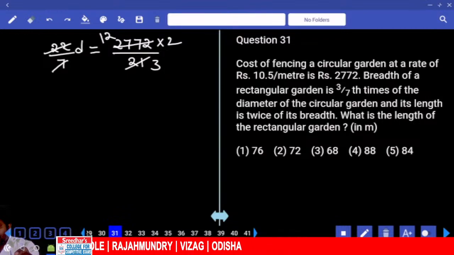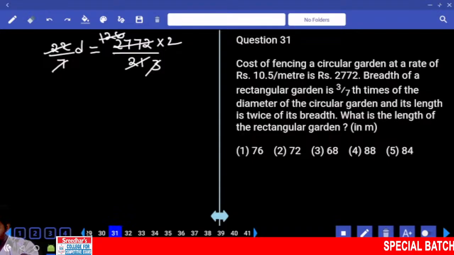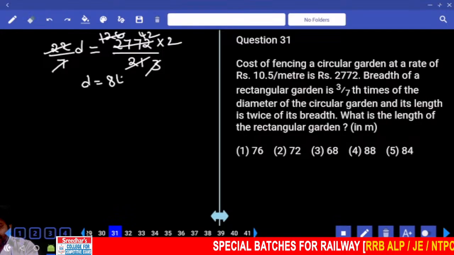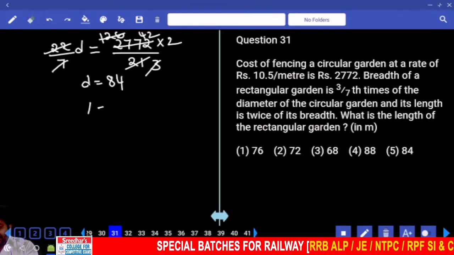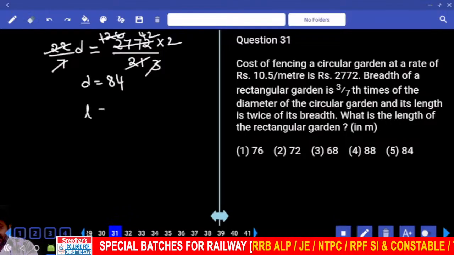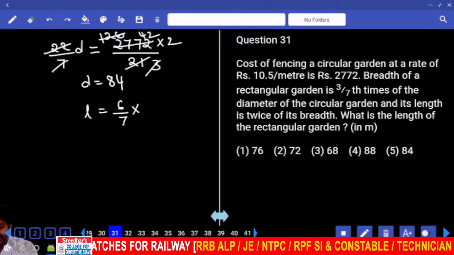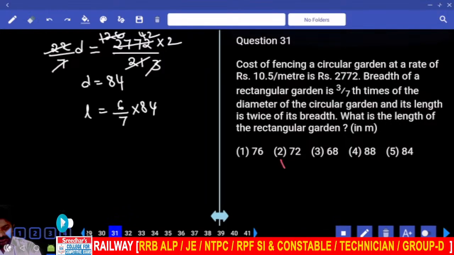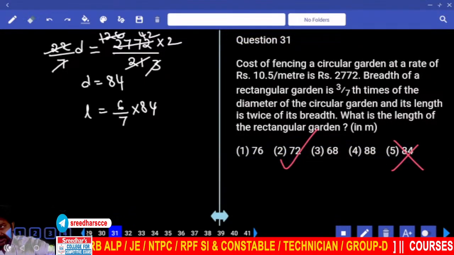Once 22, 57 we have. 2 times 22 is 44. You still have 132, 6 times. 3 42 times. So diameter is equal to 84, and length is equal to 6/7 of the diameter, which is definitely not 84. So the answer is 72.